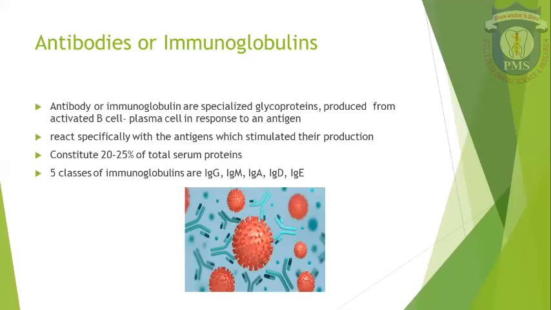It's very important in immunology. Now we are going to discuss antibodies or immunoglobulins. We all know antibodies or immunoglobulins are specialized glycoproteins produced from activated B cells, that is plasma cells, in response to an antigen. These antibodies will react specifically with the antigens which stimulated their production. Antibodies constitute 20 to 25% of total serum proteins, and there are 5 classes of antibodies: IgG, IgM, IgA, IgD and IgE.